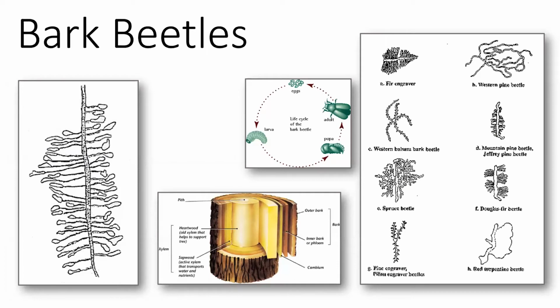Once inside the tree, an egg gallery is excavated and the eggs are laid alongside the gallery. Then those eggs hatch and the larvae feed on the phloem, which forms these larval galleries. And these galleries are actually unique to the major bark beetle species. And so oftentimes when we're identifying what species of bark beetle is present in our tree, we're looking at the galleries rather than the beetles themselves. And so they're feeding on the phloem, which is located right underneath the bark of the tree.